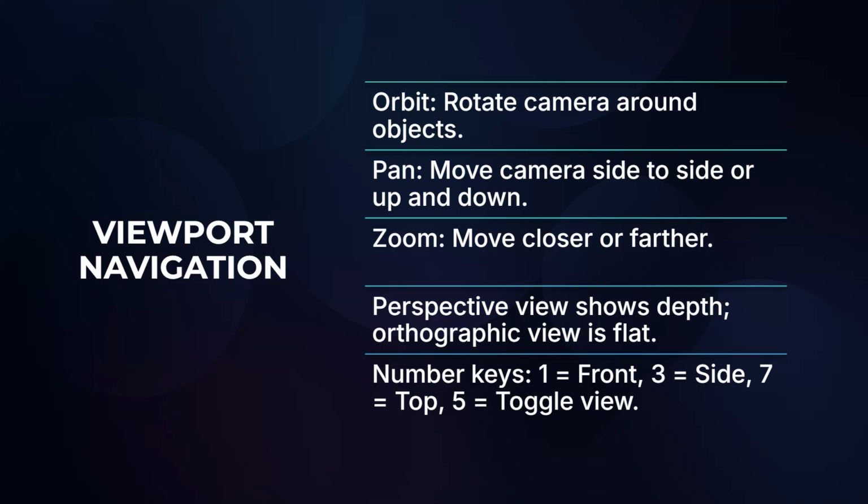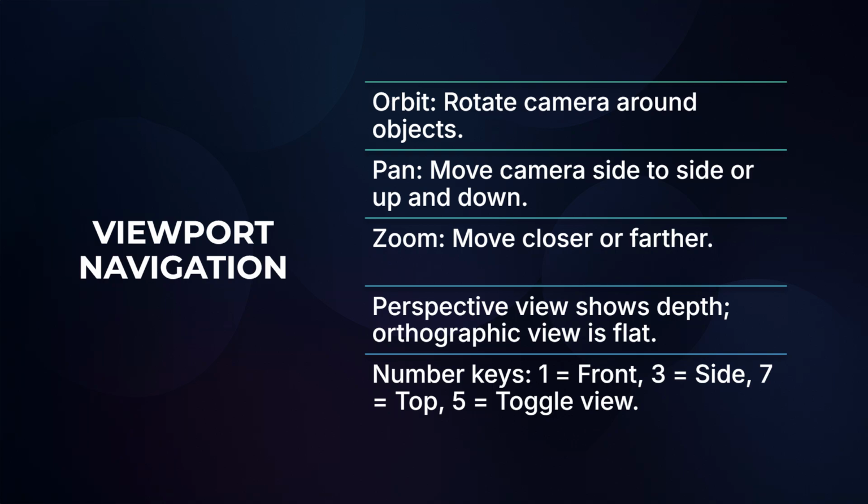So next, we'll move to viewport navigation. The 3D viewport is your window into the 3D world. To really create 3D, you need to learn how to navigate. Orbit lets you rotate around your objects. Pan helps you move the viewport without rotating. Zoom, of course, lets you get closer or further away from the object.